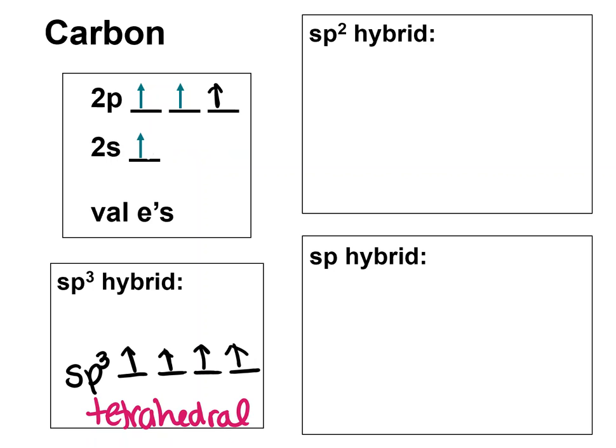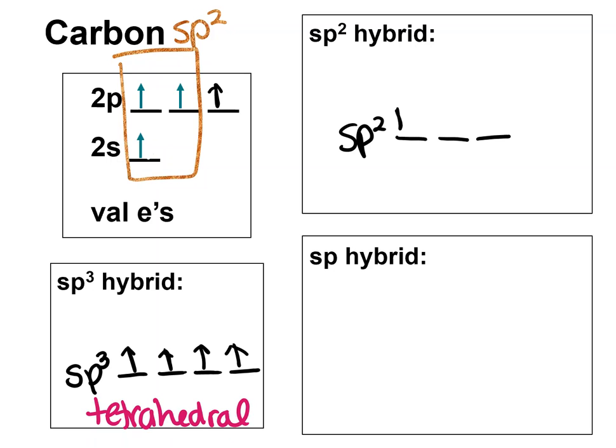Okay, let's try a different one. What if we made an sp2 hybrid? So that would be taking these to make the sp2. And we use 3 orbitals, so we get 3 out, each with an electron, ready to form a bond. And the thing is, we have a p orbital that's left, and it's still there. It doesn't just go away, so I'm going to put it up here, and it has 1 electron in it.